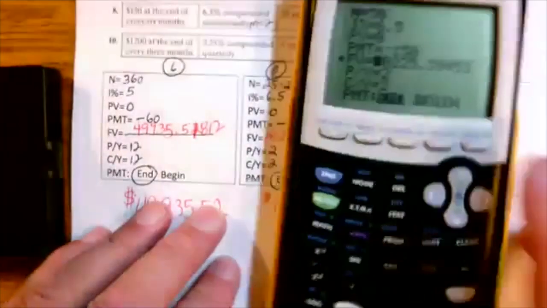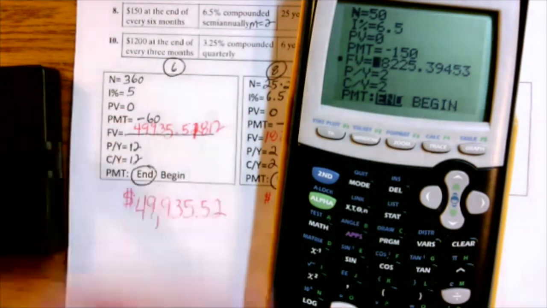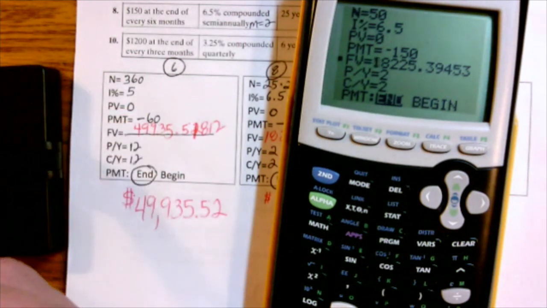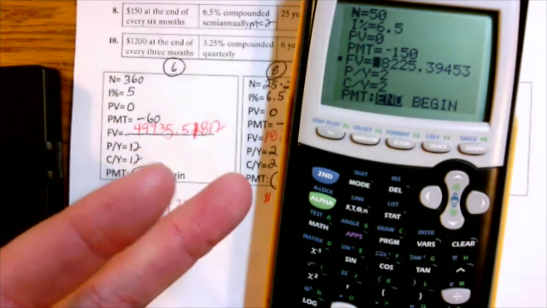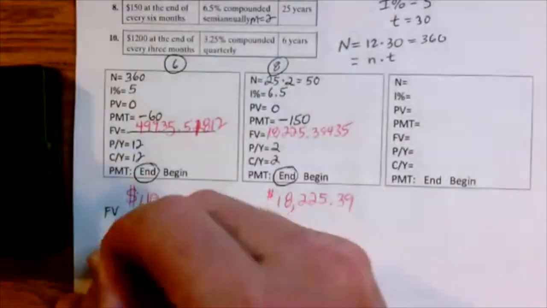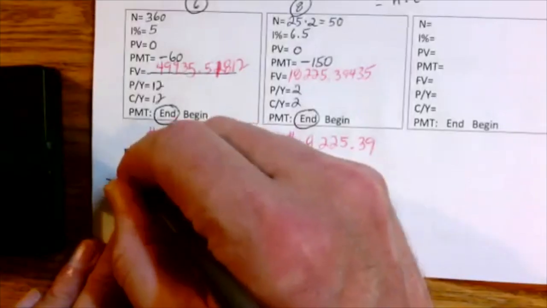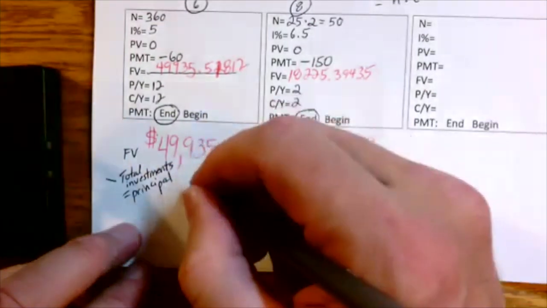Now, you're not going to use the TVM solver to find the interest. You're basically going to say, okay, how much did I pay and how much is there? The difference between my principal, what I actually paid, and what is there is the interest. So the future value is equal to the principal plus the interest. We calculated the future value, and then we subtract total investments, and we'll call that the principal. How much principal did you put up?